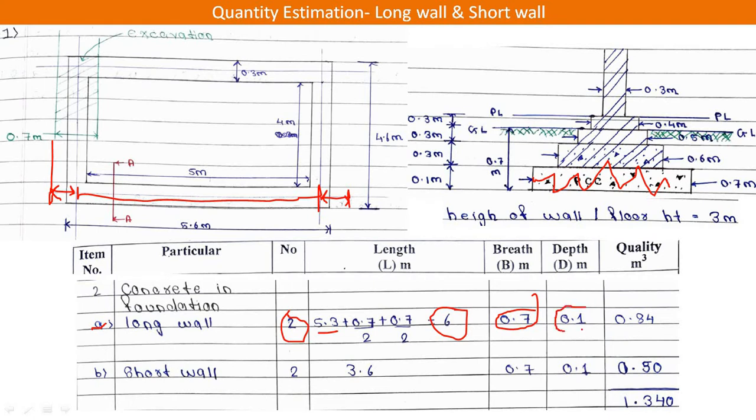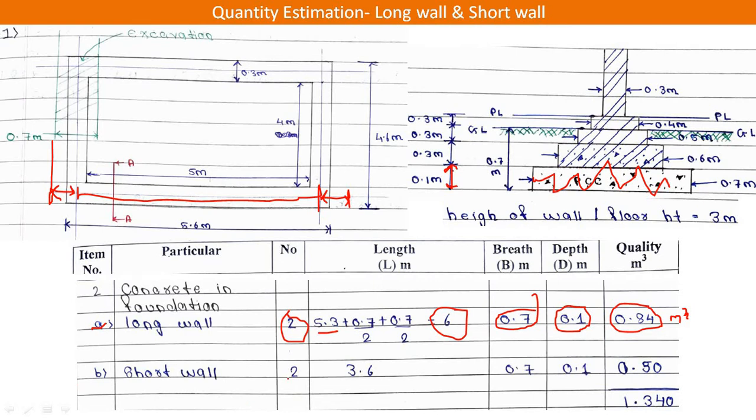The depth will change here because the depth of PCC is given as 0.1 meter only, right? So after multiplying the number, length, width and depth, you will get the quantity of PCC for the long wall as 0.884 meter cube.